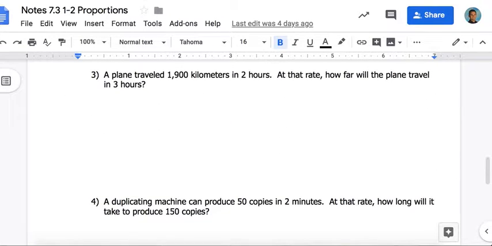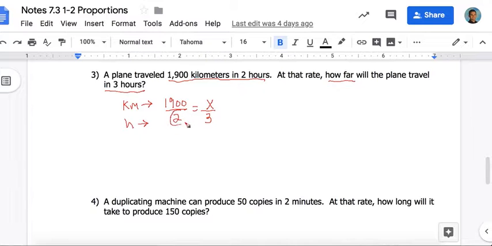Number 3, a plane traveled 1,900 kilometers in 2 hours. At that rate, how far will the plane travel in 3 hours? So what are our 2 units here? Good, we have kilometers and we have hours. So I'm going to put 1,900 over 2. So 1,900 kilometers in 2 hours. I want to know how far in 3 hours. So I put kilometers over hours, kilometers over hours. I'm consistent with my setup.